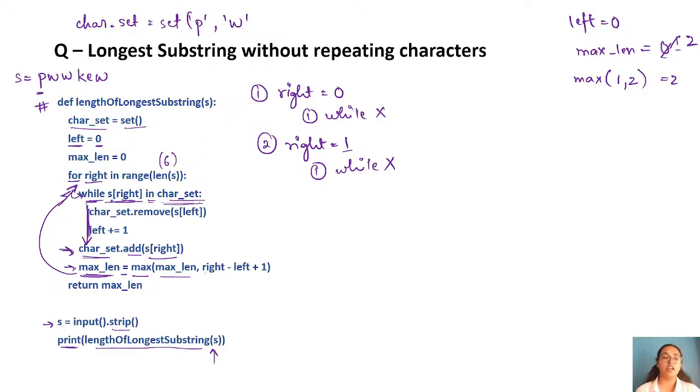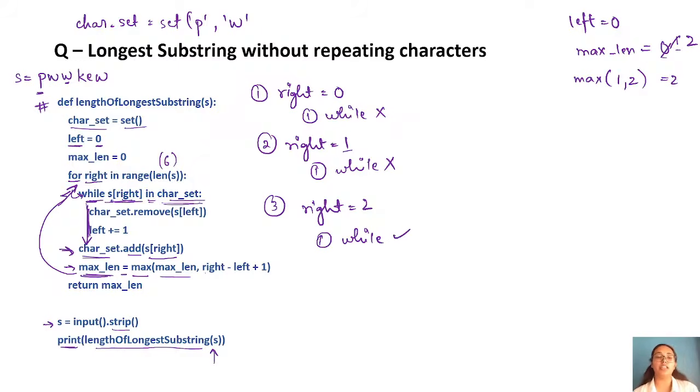Now once that is done, again we have to move to the third for loop. In the third for loop, my right value will become 2. Okay. Now right value is 2. So I have to again check the while loop. Now for the while loop, the condition is s of right. S of right is what? S of 2 is W again, right? Is my W in the char set? Yes. Now the condition is true.